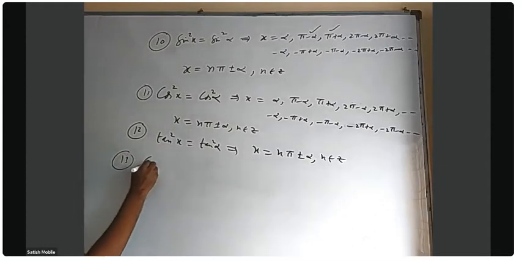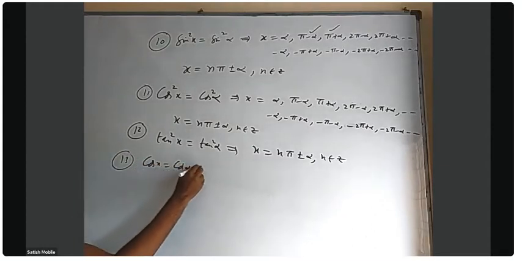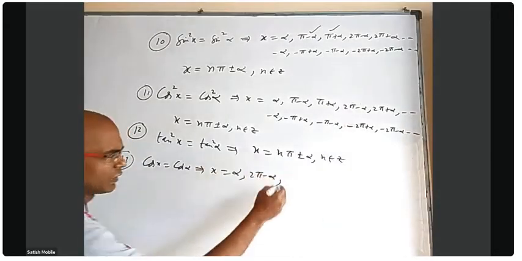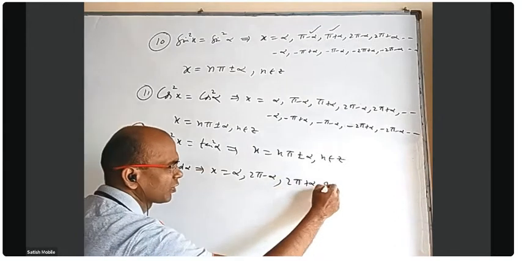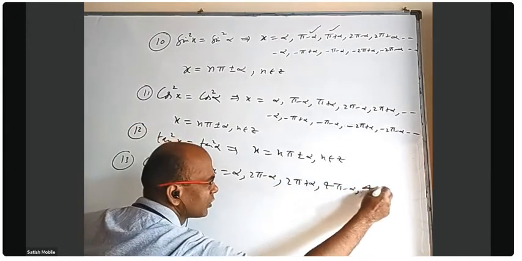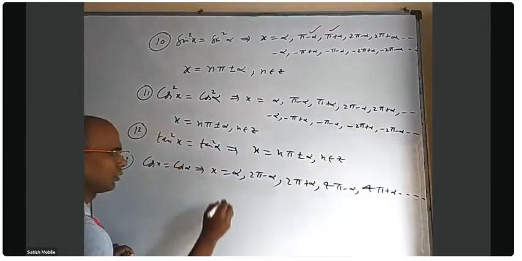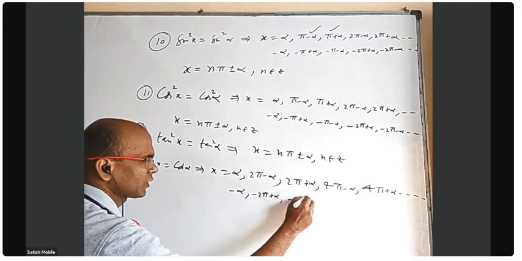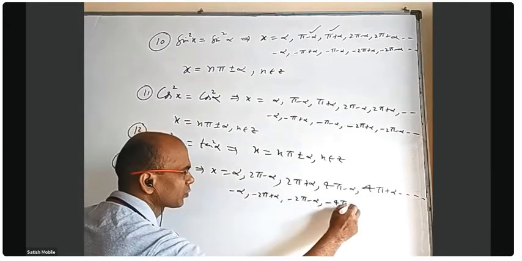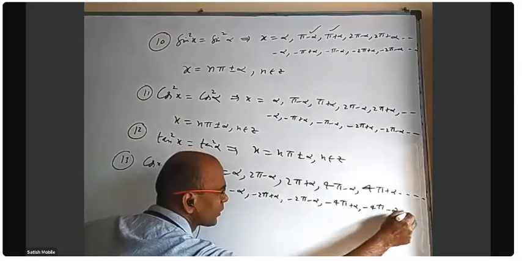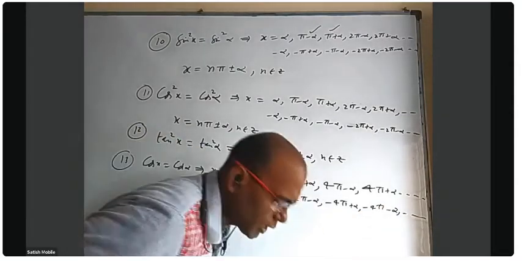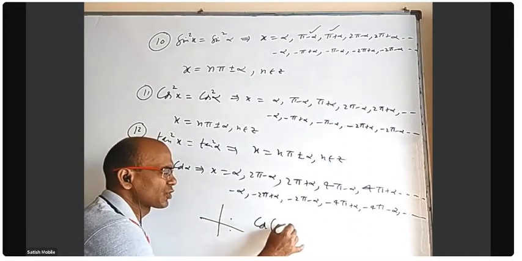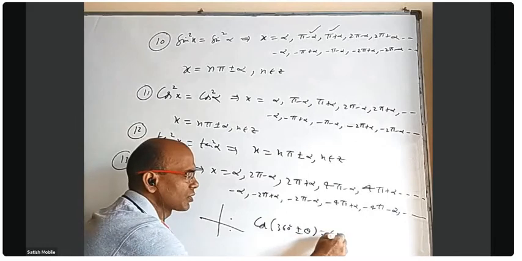So when I take cos x is equal to cos alpha, x equals alpha. Again, fourth quadrant, which is 2 pi minus alpha. Again, first quadrant, 2 pi plus alpha, 4 pi minus alpha, 4 pi plus alpha, and so on. I can take minus alpha, minus 2 pi plus alpha, minus 2 pi minus alpha, minus 4 pi plus alpha, minus 4 pi minus alpha. Basically, in the fourth and first quadrant cos is positive, so cos 360 plus or minus theta is cos theta.